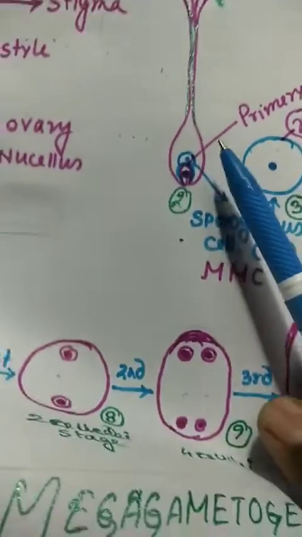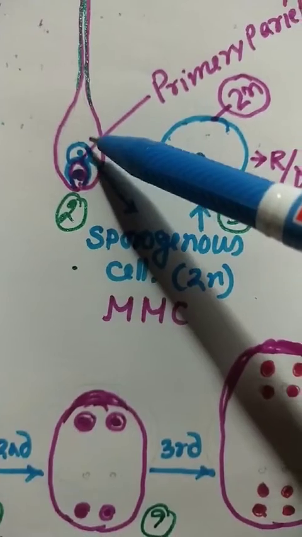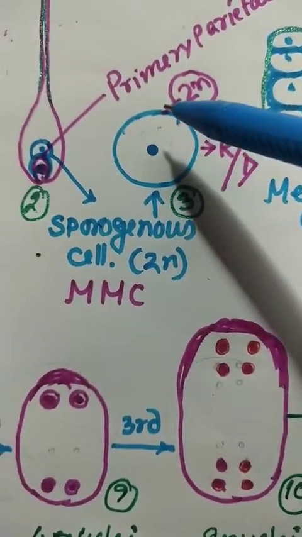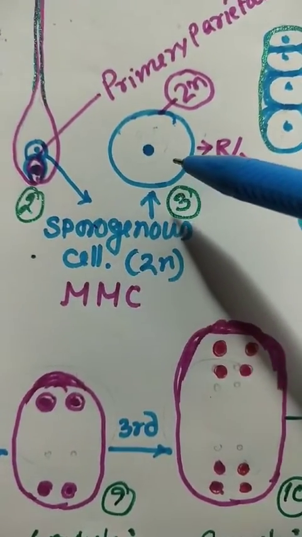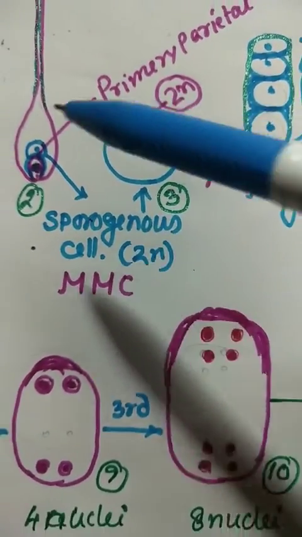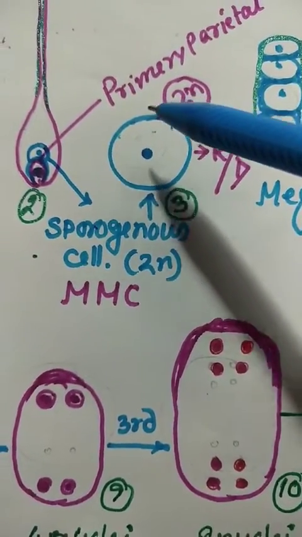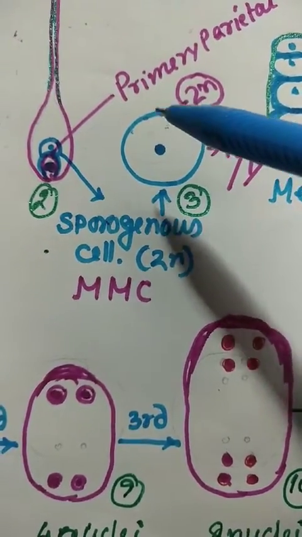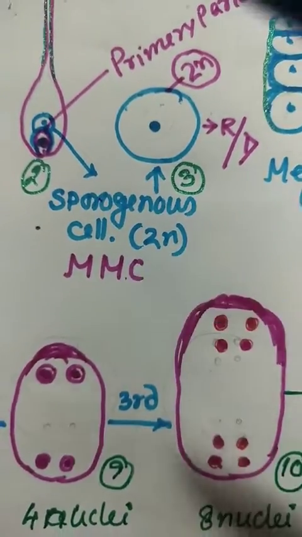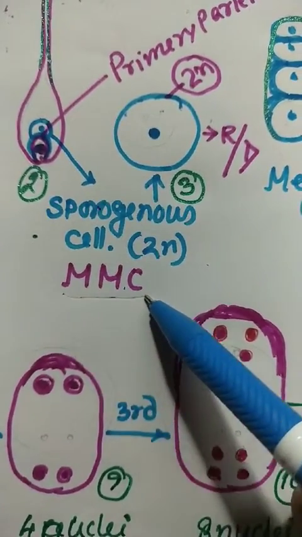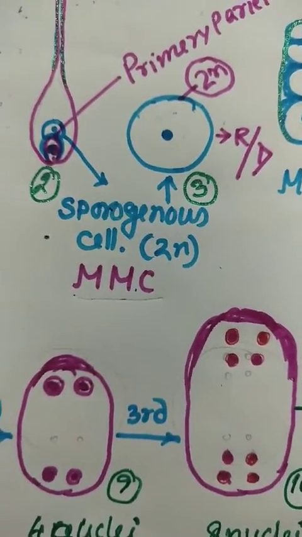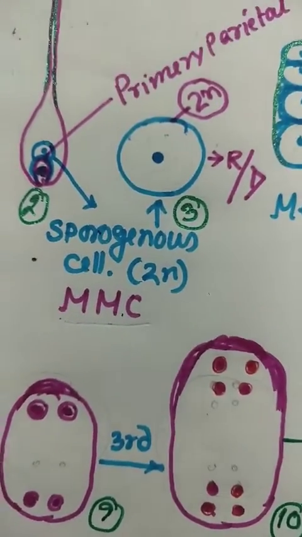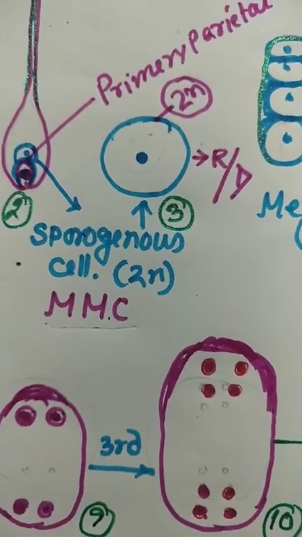Then the primary sporogenous cell, this one, we take it out. Remember, it is a diploid cell. This diploid cell now directly functions as megaspore mother cell or MMC. You see, this one is the megaspore mother cell. Very interesting, this cell directly functions as a megaspore mother cell.